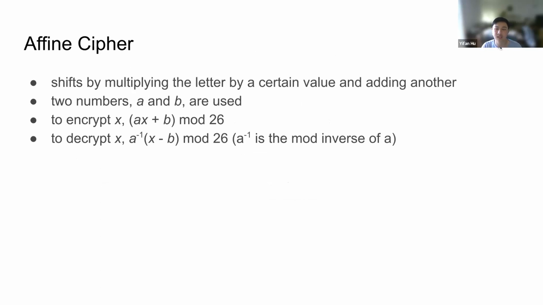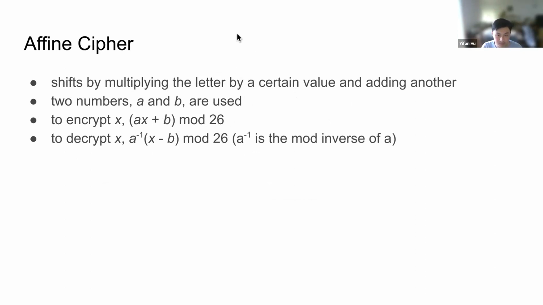Okay, so this is an affine cipher. This is the one you need a calculator for. It shifts by multiplying the letter by a certain value and then adding another. So basically you multiply it by A, and then you add B, and you take mod 26.